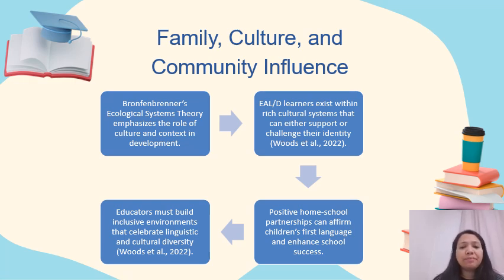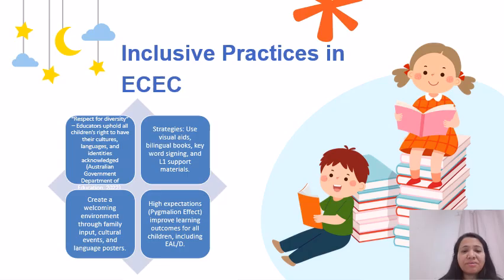Third would be the family, culture, and community influence. Bronfenbrenner's ecological systems theory emphasizes the roles of culture and context in development. EALD learners exist within rich cultural systems that support and challenge their identity. Educators must build inclusive environments that support linguistic and cultural diversity. Positive home environments can also make a difference.